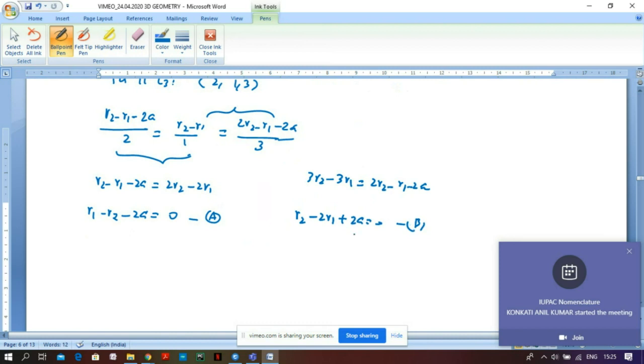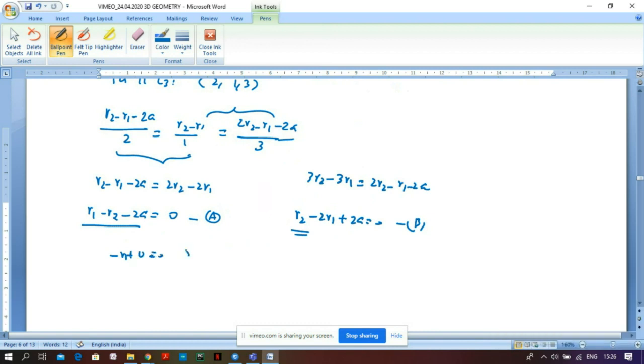And we need to solve these two equations. So we can just quickly solve it, because we can just add first. If we simply add these, r2 will go away, r1 will be remaining, so minus r1 plus r1 is 0. So you get r1 is 0. The moment r1 is 0, you will get r2 is negative of 2a.